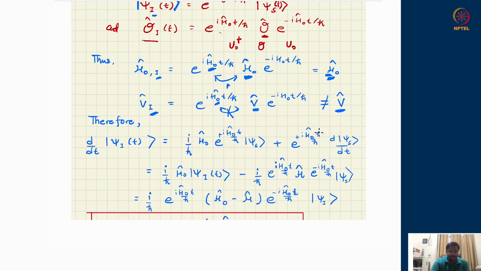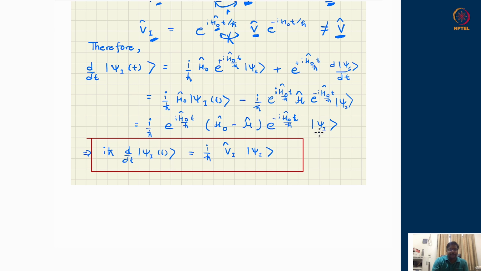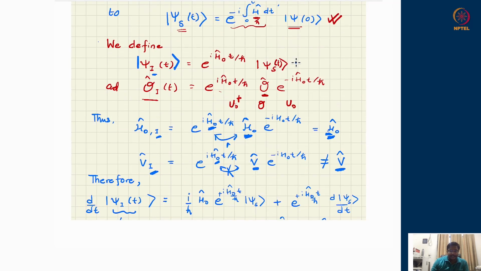Okay. With this information, we further go ahead and try to see what happens to the time evolution of the wave function in the interaction picture. So remember, we have defined psi I of t as just e to the power plus i H naught t upon h bar acting on psi S of t. This is how we had defined the interaction picture state. Remember, this is a plus sign here, unlike the usual Schrodinger evolution, where a minus i H naught t appears.